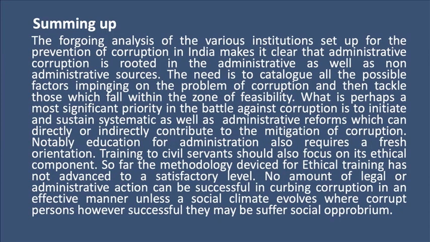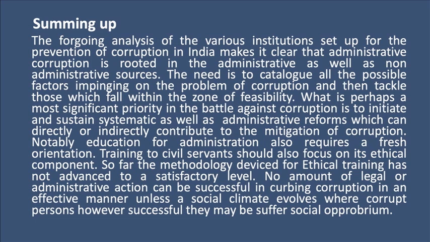Now, summing up, the foregoing analysis of the various institutions set up for the prevention of corruption in India makes it clear that administrative corruption is rooted in administrative as well as non-administrative sources. The need is to catalog all the possible factors impinging on the problem of corruption and then tackle those which fall within the zone of feasibility. What is perhaps the most significant priority in the battle against corruption is to initiate and sustain systematic as well as administrative reforms which can directly or indirectly contribute to the mitigation of corruption.